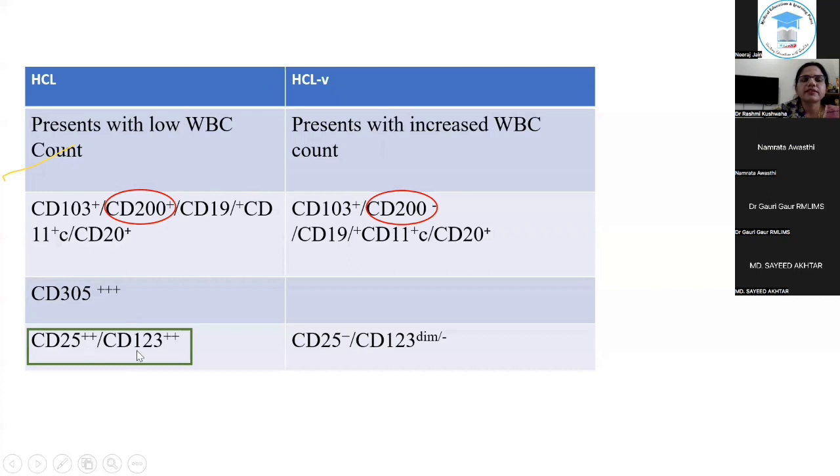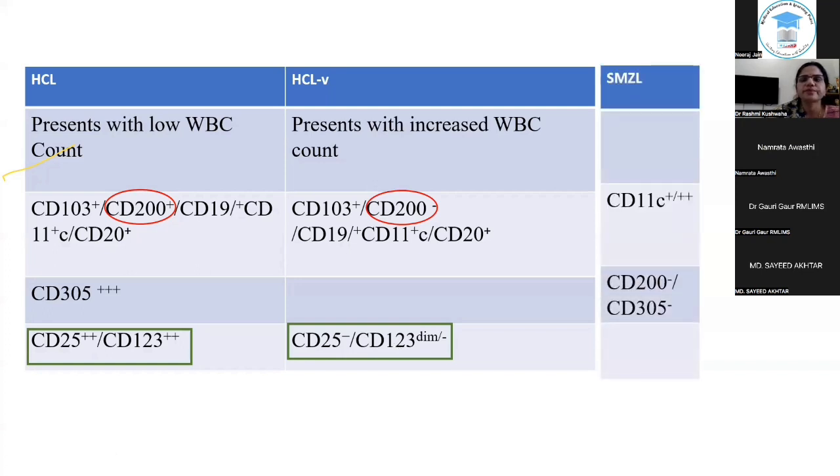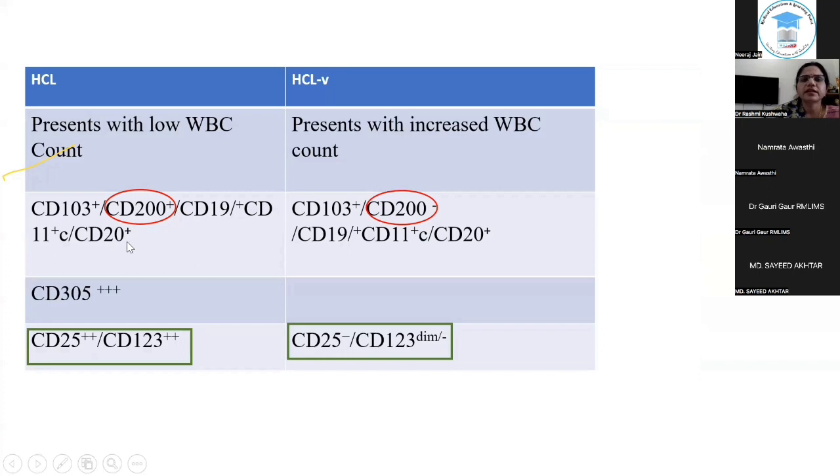CD25 and CD123 are very bright positive in hairy cell leukemia. In the hairy cell leukemia variant, CD25 is absent, and there is dim or absent expression of CD123. And of course, CD103 is present in both classical hairy cell leukemia as well as the variant. So looking at the presence of CD103, CD200, CD25 and CD123, we can subclassify the case as classical hairy cell leukemia or a variant immunophenotype.